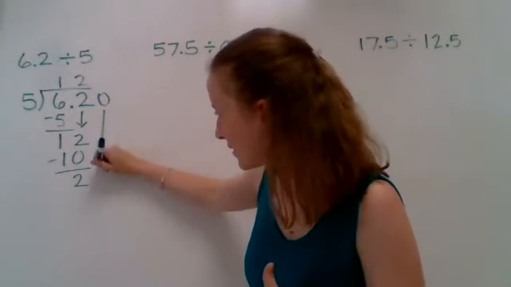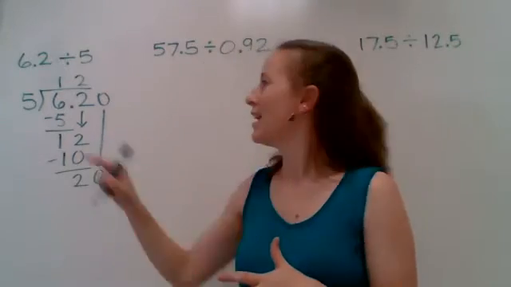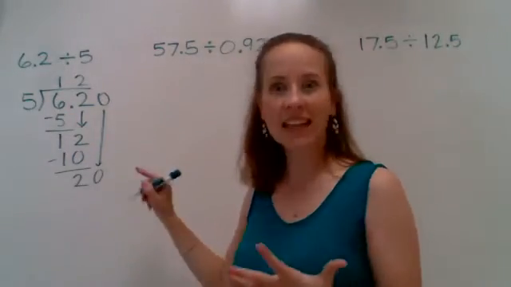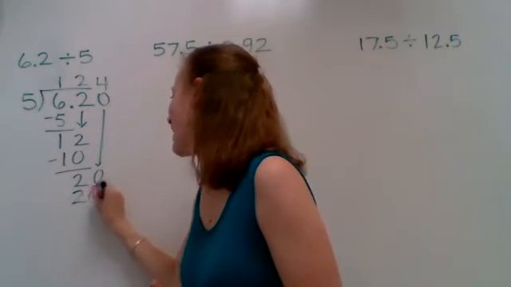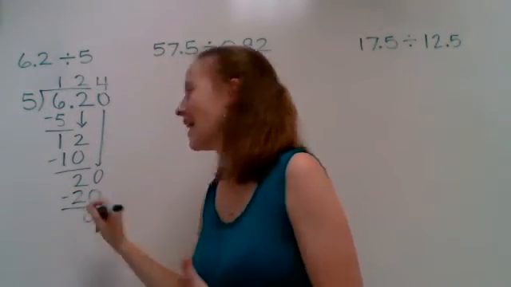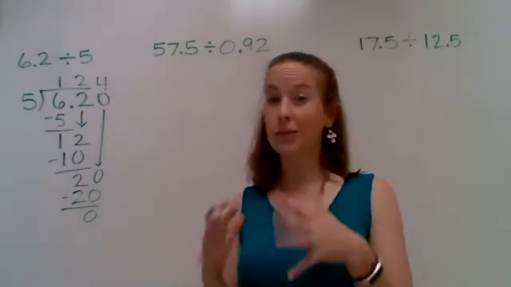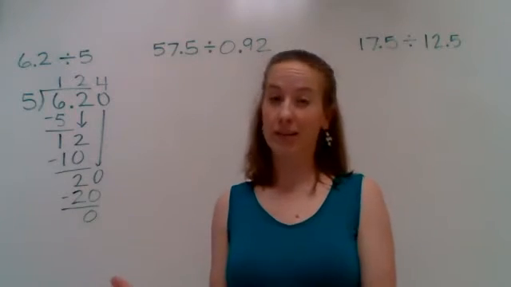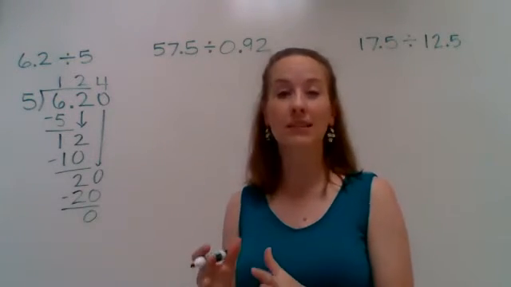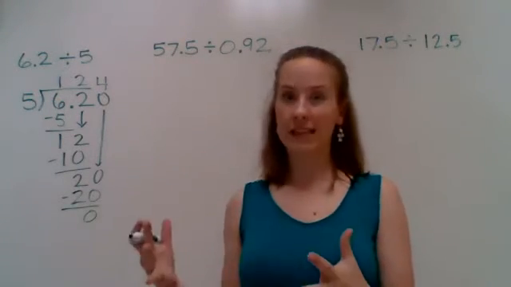Let's bring down my 0 and see if that's enough. How many 5s go into 20? It's exactly 4. So I put my 4 up top. It's exactly 20. And now I have no more leftovers. Remember, we don't want decimals and remainders because decimals are just another way to write remainders. We should be able to keep dividing with decimals so that our answer only has decimals.